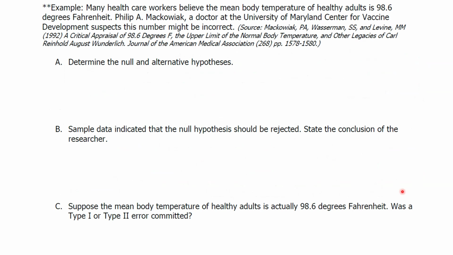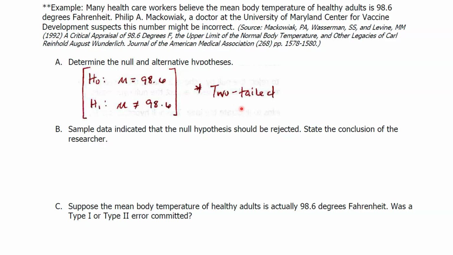Next example. Many healthcare workers believe the mean body temperature of healthy adults is 98.6 degrees Fahrenheit. Philip A. McElwack, a doctor at the University of Maryland Center for Vaccine Development, suspects this number might be incorrect. The key word here is suspects. The doctor suspects it might be incorrect, but he never specifies if he thinks it's higher or lower. He's just testing whether it's different. So our test is going to be a two-tailed test. Since we're dealing with the parameter mean, we will use mu equals 98.6, and mu does not equal 98.6.